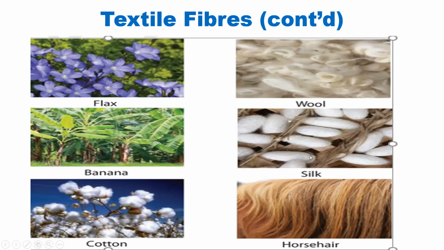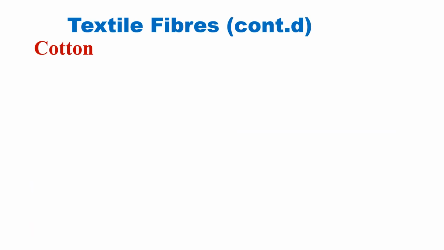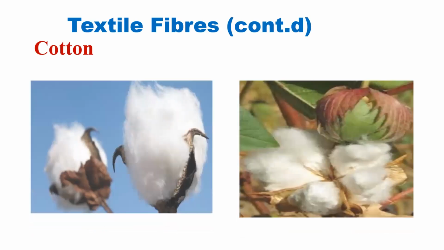Then we have silk. We get silk from butterfly. Then we have these are protein fibers, and these are plant fibers. So silk, wool. Then we have another example, the horse hair. We use them for producing fibers.